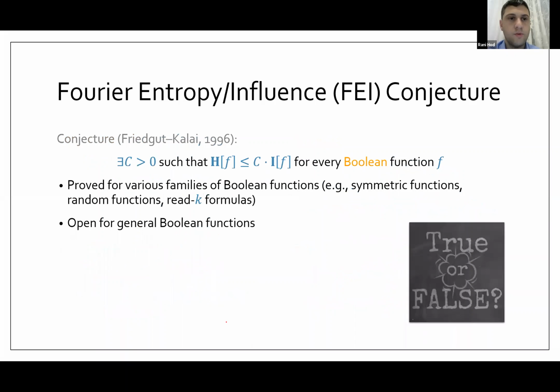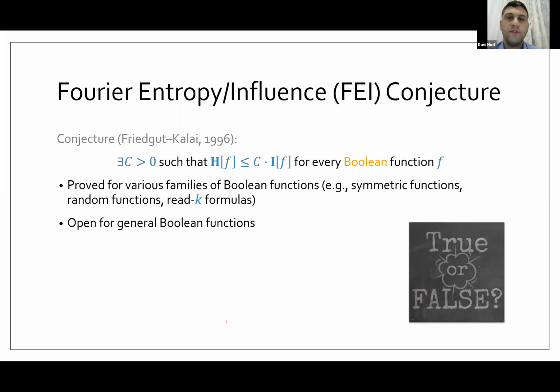Okay, so let's move on. This is the conjecture. We said we are going to give lower bounds for the conjecture. So here is the conjecture, and it's more than 20 years old by now. It's by Ehud Friedgut and Kalai. And they conjectured that you could always bound the ratio of the entropy and the influence of every Boolean function by a constant. So this is some universal constant.